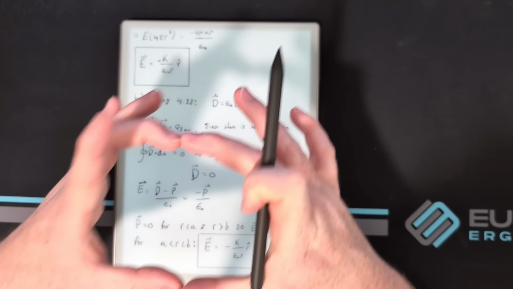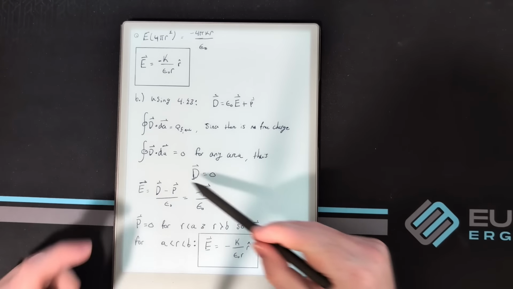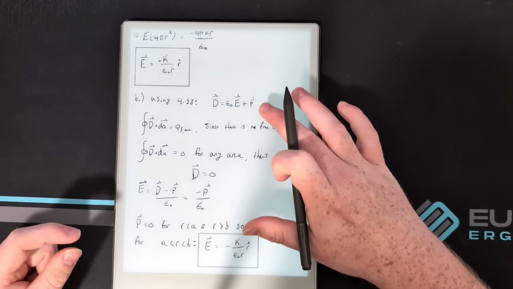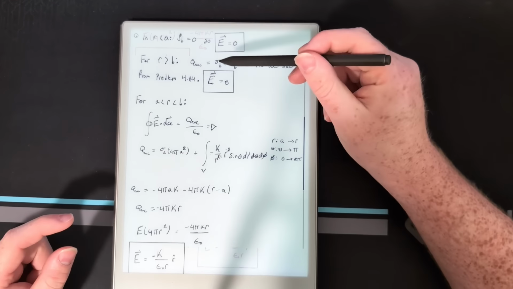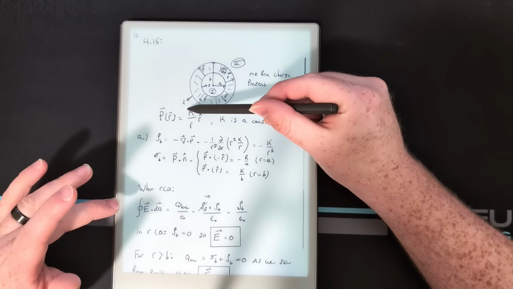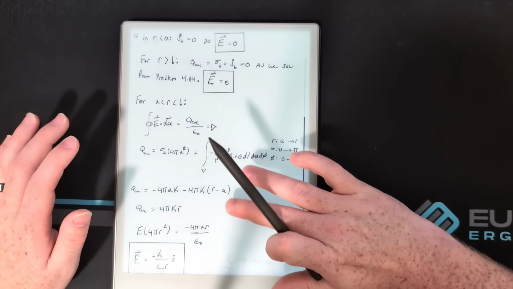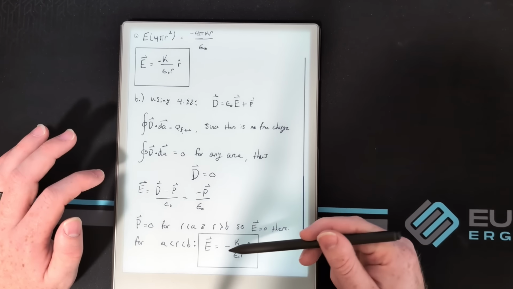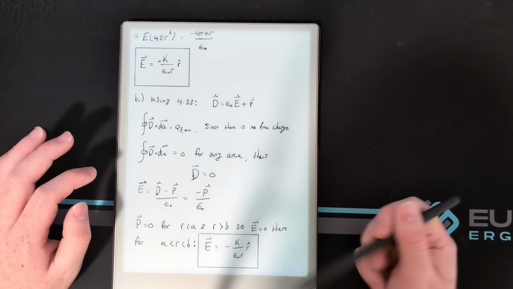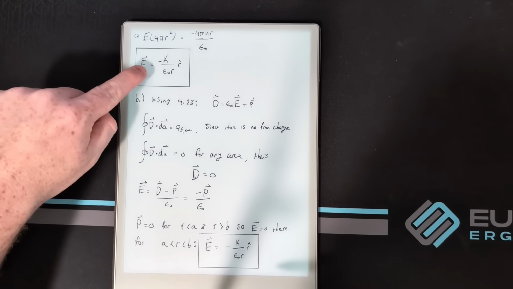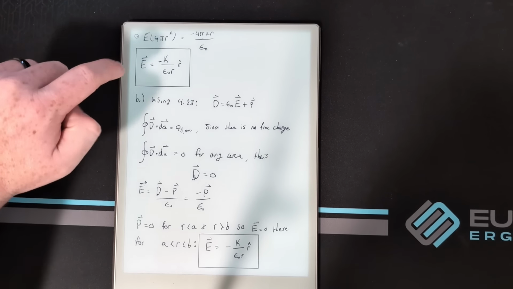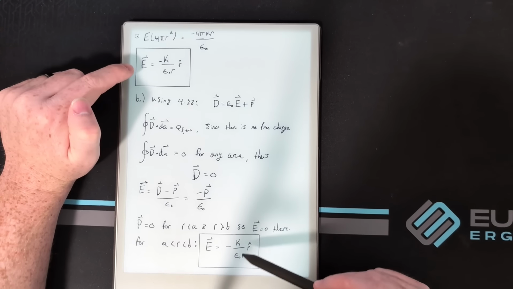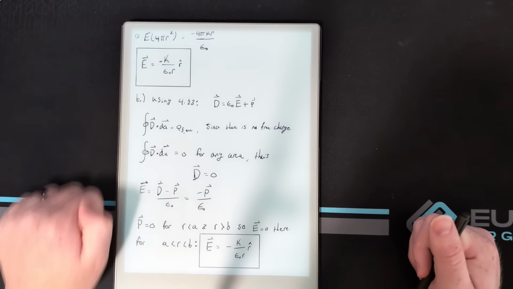However, for the region between a and b, there is a polarization, and the polarization is k over r, I believe. The polarization function it gave us is k over r, and that means the electric field is minus P over epsilon naught, which is minus k over epsilon naught r, which is exactly the same field we found using the Gauss's law method in part A. So we still get minus k over epsilon naught r in the r hat direction.